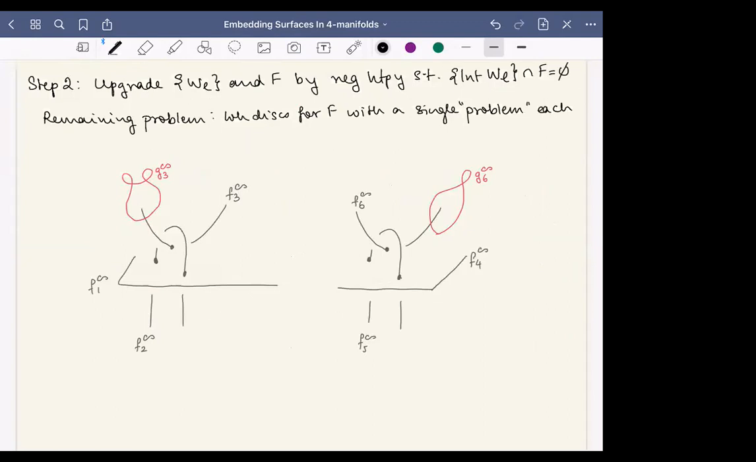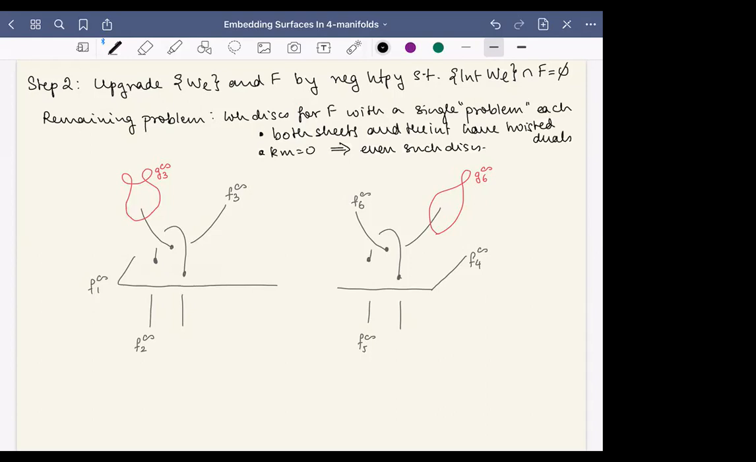What's the remaining problem? So we might have some Whitney disks for F with a single problem each, which means that we have Whitney disks pairing both sheets, and the intersections have twisted duals. Because Kervaire-Milnor is zero with respect to these Whitney disks, that means that there are an even number of such disks. So we can pair them up. And what I can do is now, in this picture, I'm showing you two such disks that have been paired.